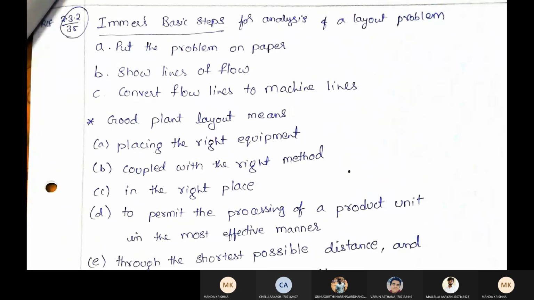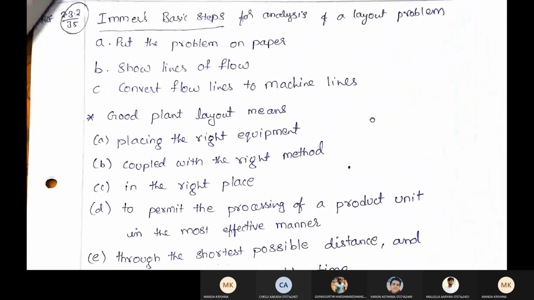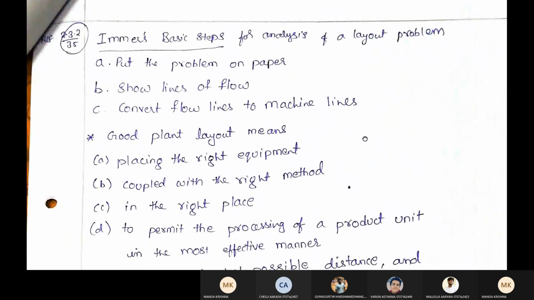Next, what is meant by good plant layout? That is placing the right equipment coupled with the right method in the right place to permit the processing of a product unit in the most effective manner through the shortest possible distance and in the shortest possible time. These are the points consisting in the good plant layout.